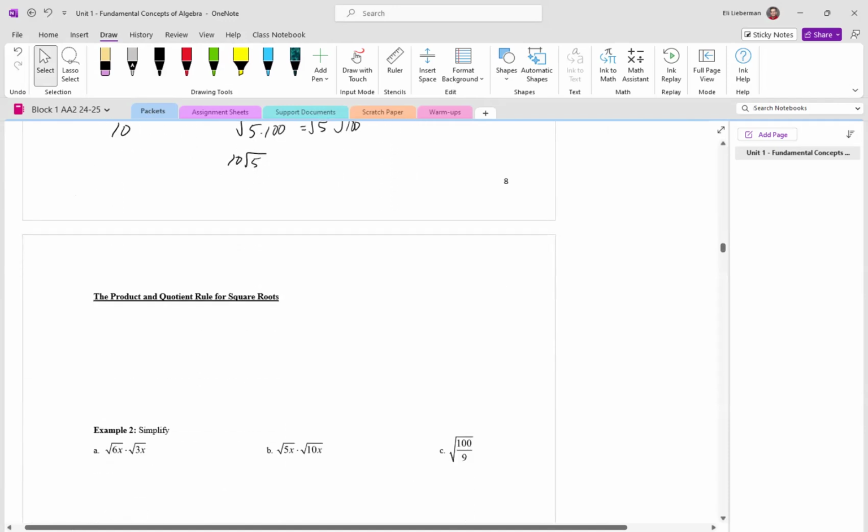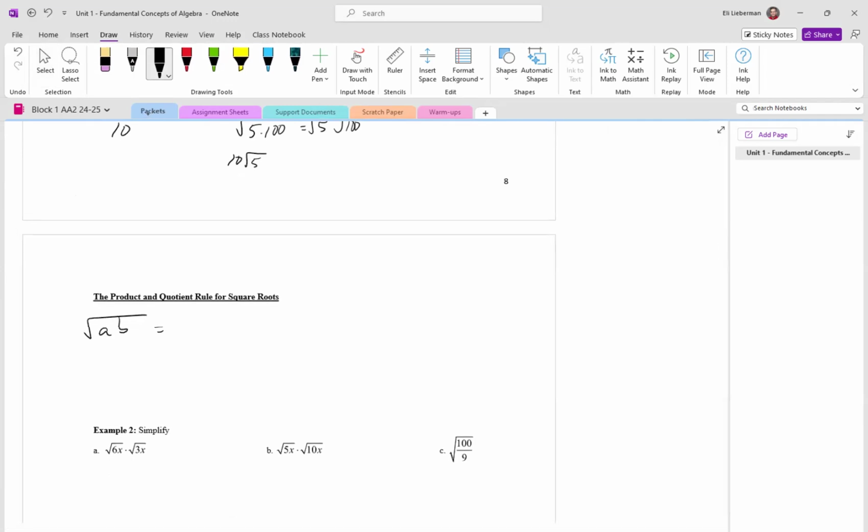Product and quotient rule for square roots. Okay. Square root of AB is equal to square root of A times the square root of B. Square root of A over B is equal to square root of A over square root of B. I'm going to zip through as much of this as I can to get you to the assignment portion of the class. Try to work on that in class. But if something is unclear, please let me know.